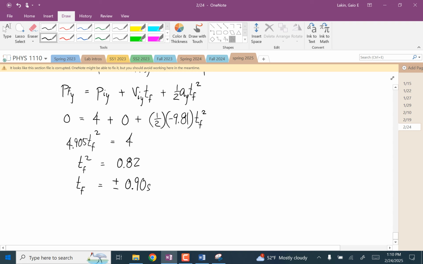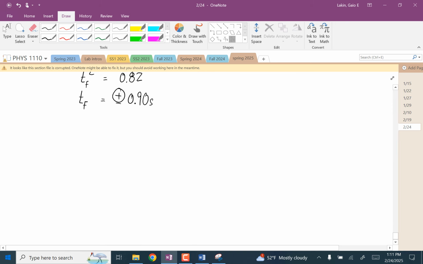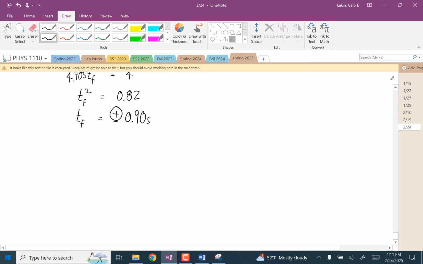Which one do we want? Positive 0.9 or negative? Yeah, this is time, so we never have negative time, so that makes it easy. So time final is 0.9 seconds. So it takes 0.9 seconds for this ball to travel until it hits the ground. And now that we know time final, that's one more thing that we know here, and that gives us enough information to use this equation.